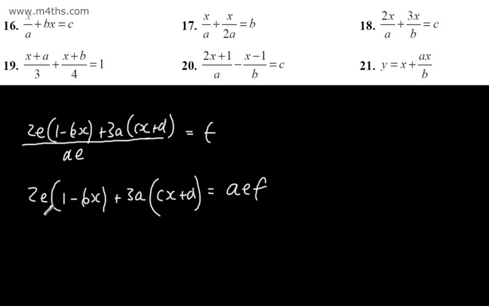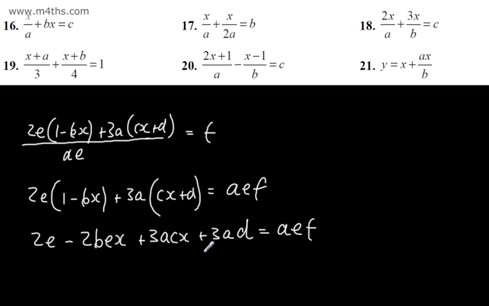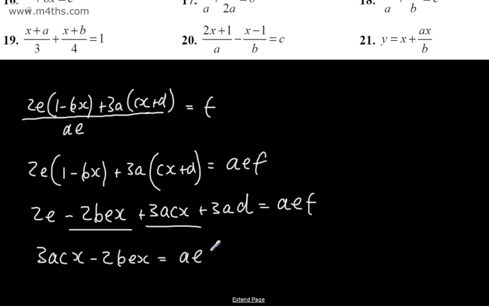I'm now going to expand the brackets. 2e minus 2bex plus 3acx plus 3ad is equal to aef. Collecting now the terms in x, I'm going to have now 3acx minus 2bex, and I'm going to subtract from the other side anything that doesn't have an x. So we're going to have aef minus 2e minus 3ad.